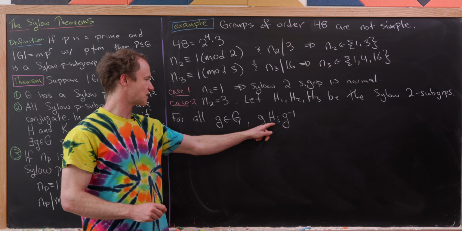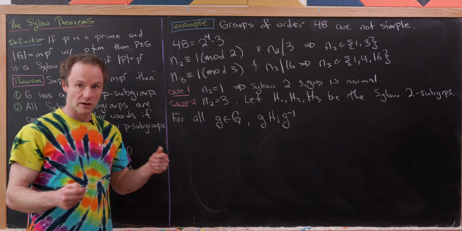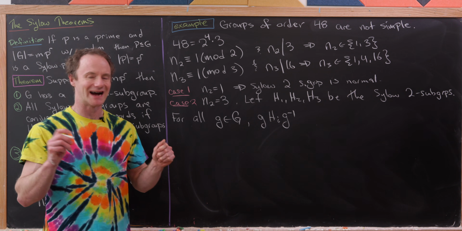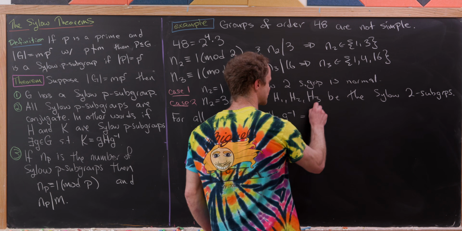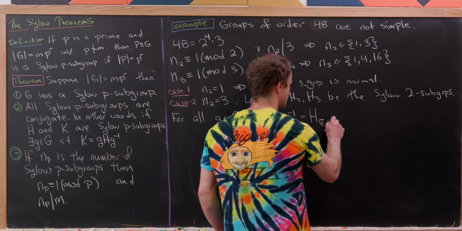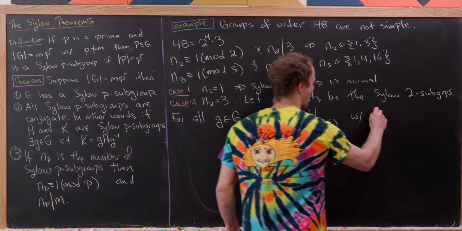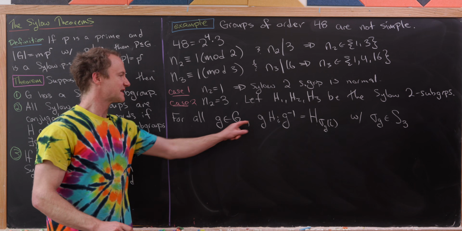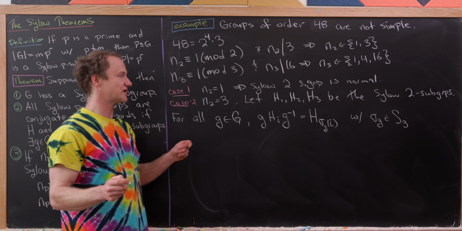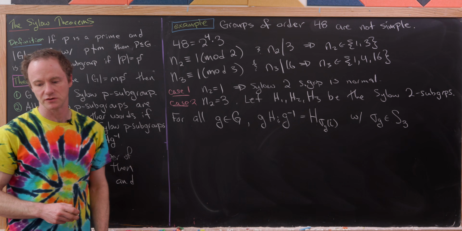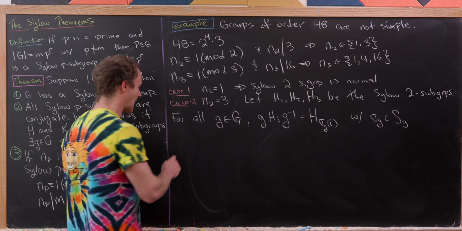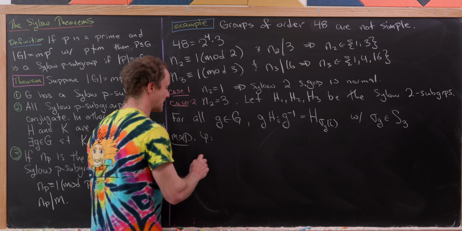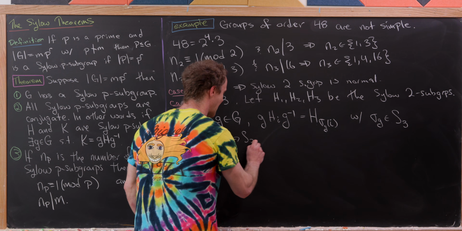Furthermore, it's not going to conjugate it to itself all of the time, because otherwise Hi would be normal. So the way that we can write this in general is that this is going to be equal to H sub sigma g evaluated at i, where sigma g is an element of S3. Because this group, via conjugation, is just permuting these Sylow 2 subgroups. Now, let's notice that that gives us a map, which we'll call phi, and that map goes from G to S3.